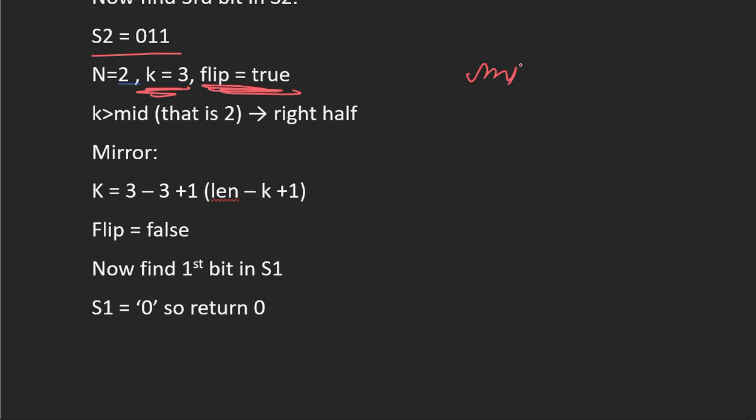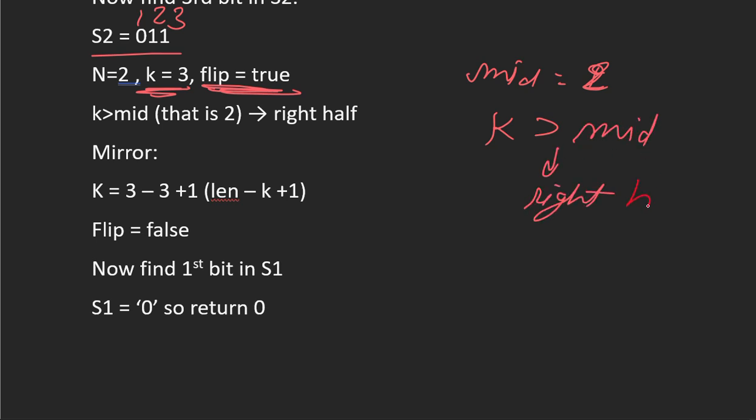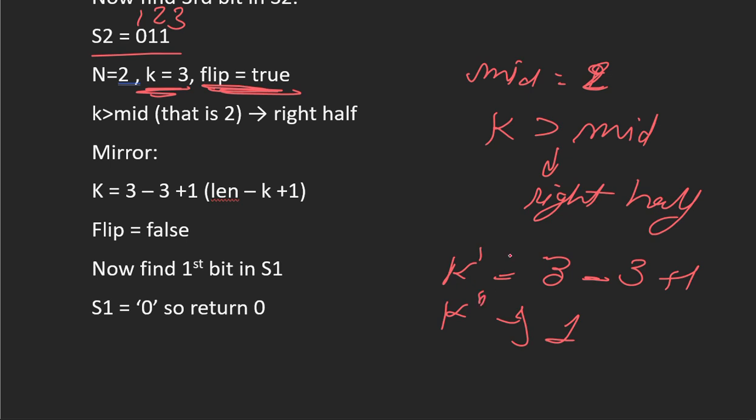But what is the mid of S2? Mid of S2 is 2, because we are starting from 1, 2 and 3. So again our k is greater than mid, that means again we are in the right half. So again we have to update our k dash. So k dash is equal to length, which is 3, minus k, which is also 3, plus 1. So k dash is equal to 1.